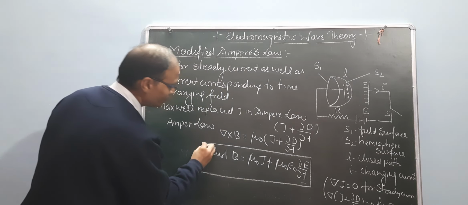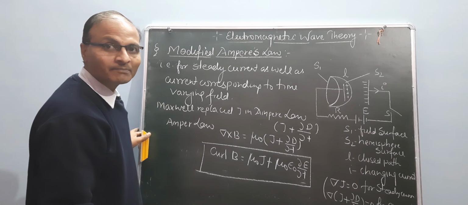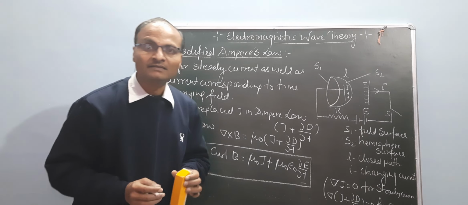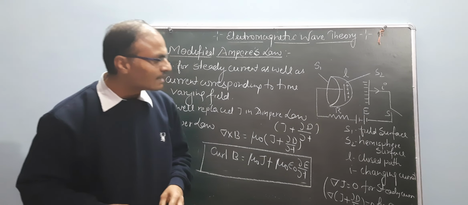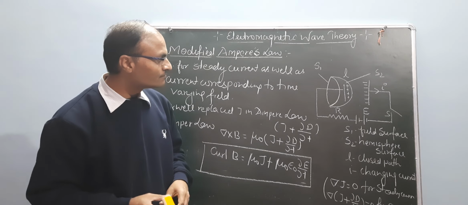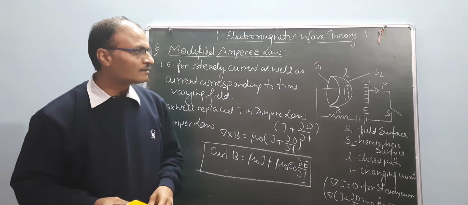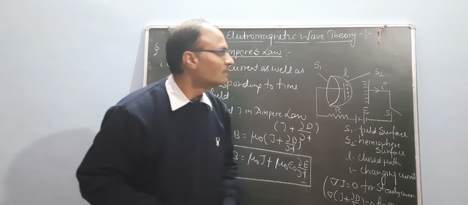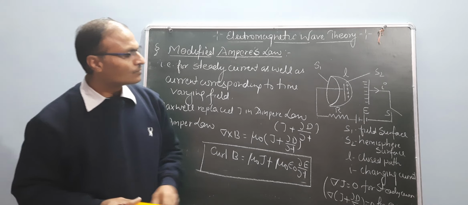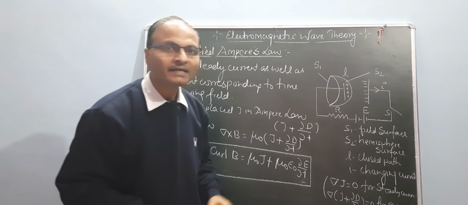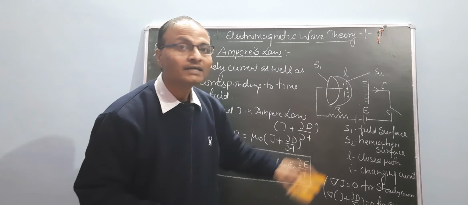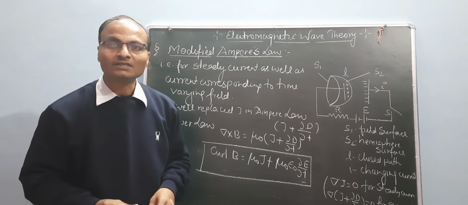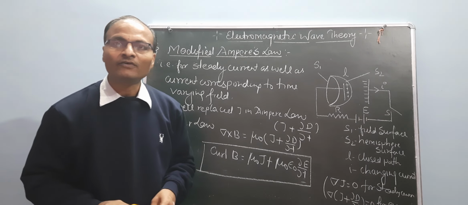So I hope you understand this explanation. A very short example is a capacitor connected with a key, a battery and a resistance, with current flowing that varies with time. This is a very good example for understanding the modified Ampere's law.